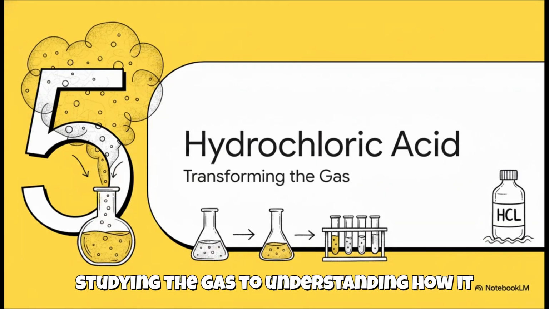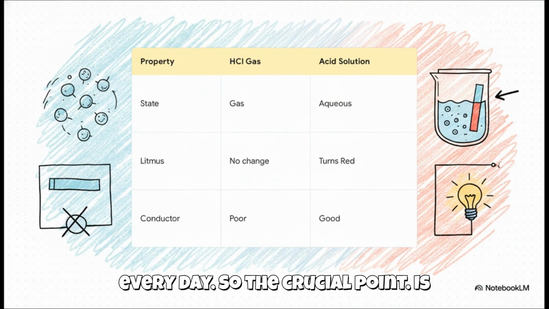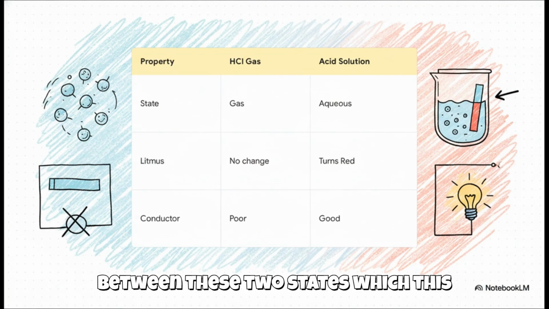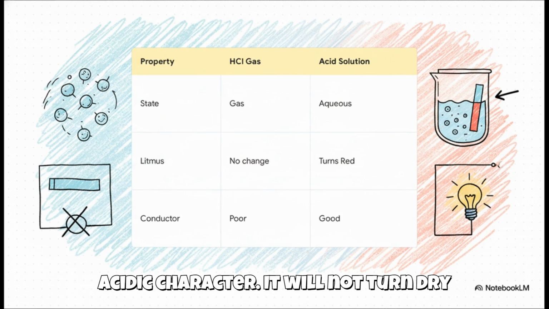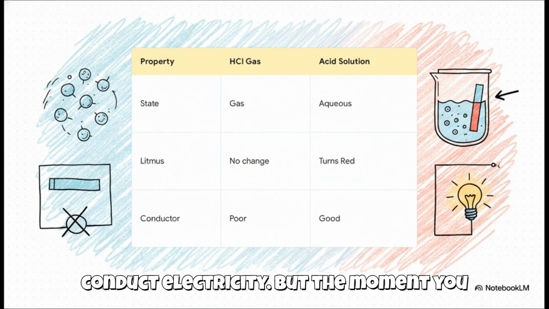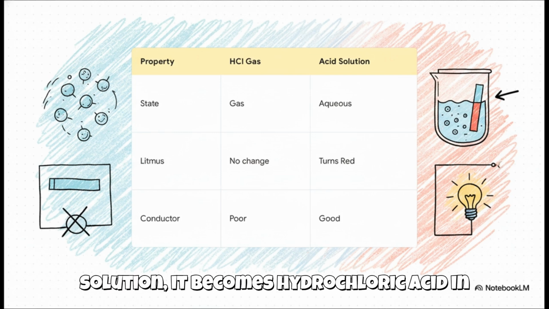Section 5. Making hydrochloric acid. Now we transition from studying the gas to understanding how it transforms into the liquid acid we use every day. So the crucial point is really understanding the stark difference between these two states, which this comparison highlights. Hydrogen chloride gas on its own has a totally non-acidic character. It will not turn dry blue litmus paper red, and it does not conduct electricity. But the moment you dissolve it in water to create an aqueous solution, it becomes hydrochloric acid.